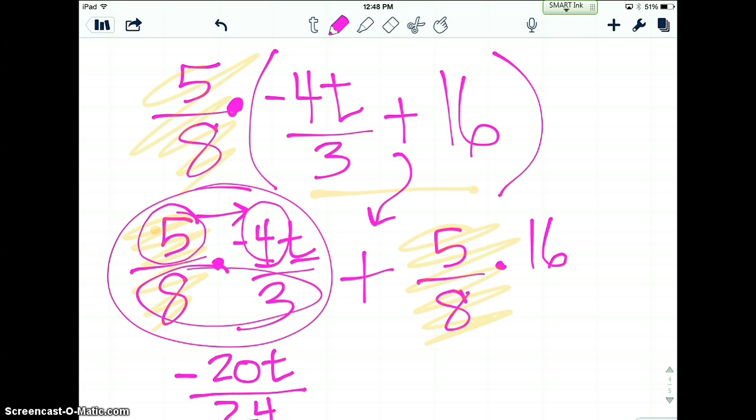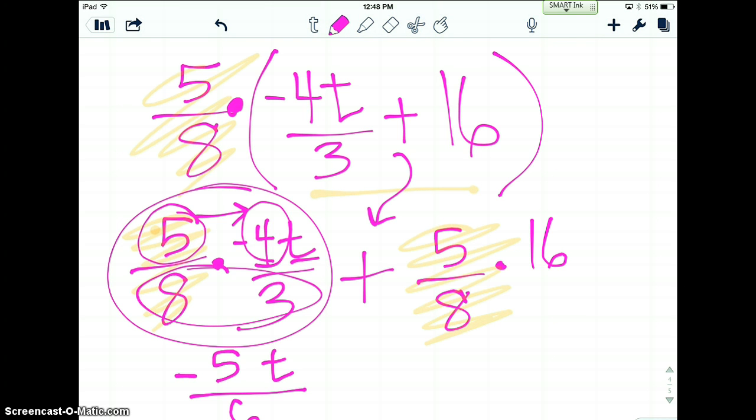Now that bugs me because 20 over 24 could really be simplified. I could divide those both by, what number? What's the biggest number that goes into both of them? Is it 2? Is it 4? I think it's 4. So 20 divided by 4 gives me 5. And 24 divided by 4 gives me 6.